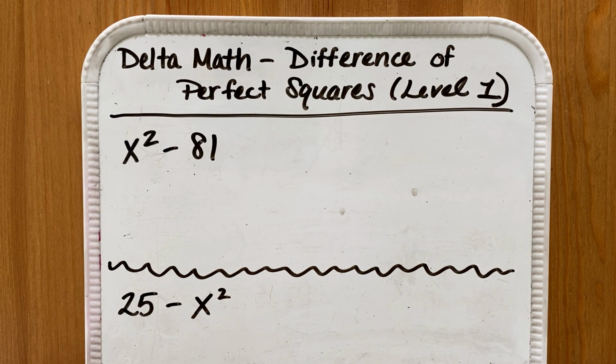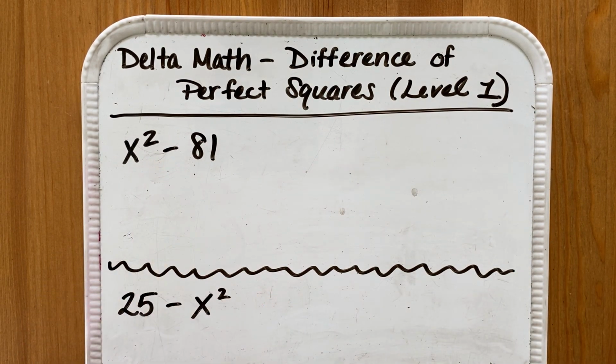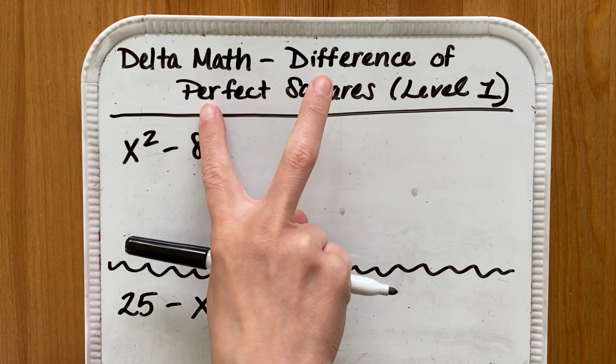These examples come from the Difference of Perfect Squares Level 1 section of Delta Math. This was the second kind of factoring that we took a look at and is all about difference, which would mean subtraction. So we need to make sure that we have minus signs in our problem. And we're subtracting perfect squares.